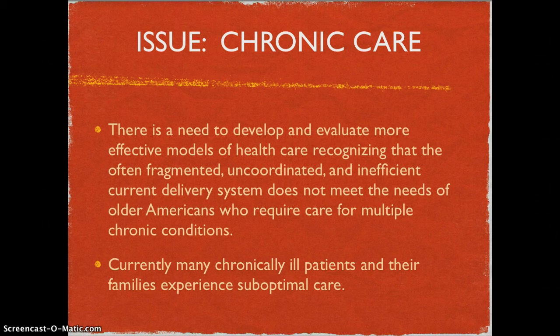So the issue is chronic care. There's a need to develop and evaluate more effective models of healthcare, recognizing that the often fragmented, uncoordinated, and inefficient current delivery system does not meet the needs of older adults who require care for multiple chronic conditions. Currently, many chronically ill patients and their families experience suboptimal care.